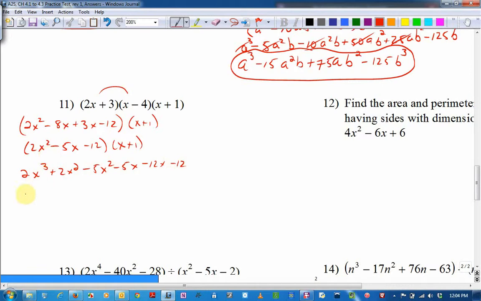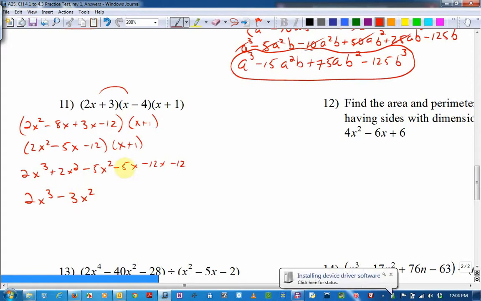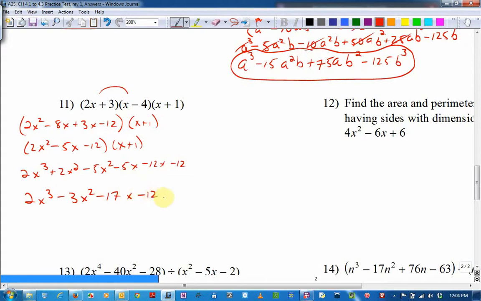So combining like terms, 2x cubed. I have 2x squared minus 5x squared. That's minus 3x squared. Negative 5x and minus 12. That's minus 17x minus 12.